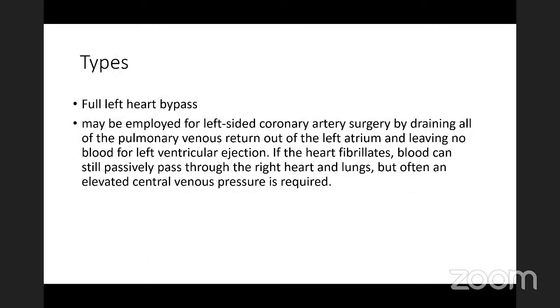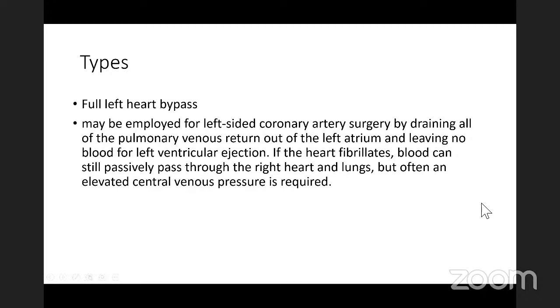So what are the types of left heart bypass? Whether it's full left heart bypass or partial left heart bypass. Full left heart bypass may be implemented in left-sided coronary artery surgery to drain all the pulmonary venous return out of the left atrium, leaving no blood for left ventricle ejection. If the heart fibrillates, blood can still passively pass through the right heart and lungs, but often an elevated central venous pressure is required to suck that blood.